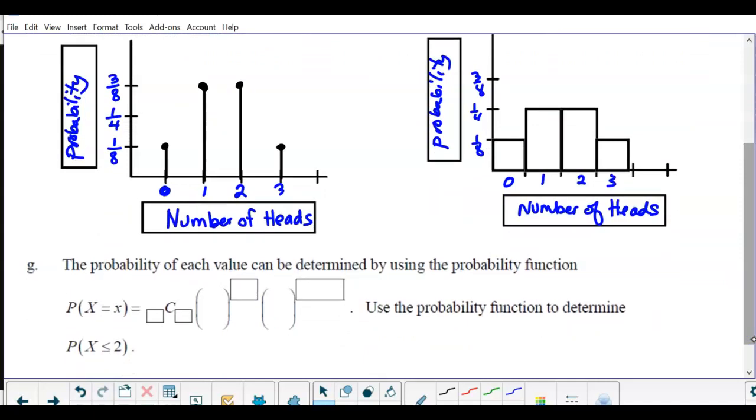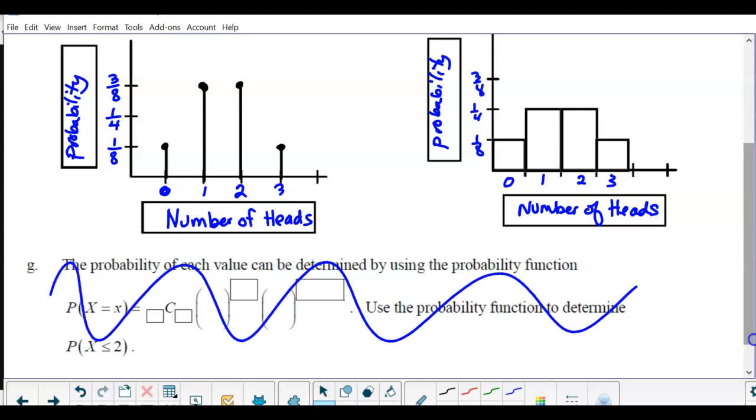Okay, next part. We are not doing this. In order to use a formula like that, you need to learn a little bit more, which you're going to do in 30-1. So we're going to leave that.